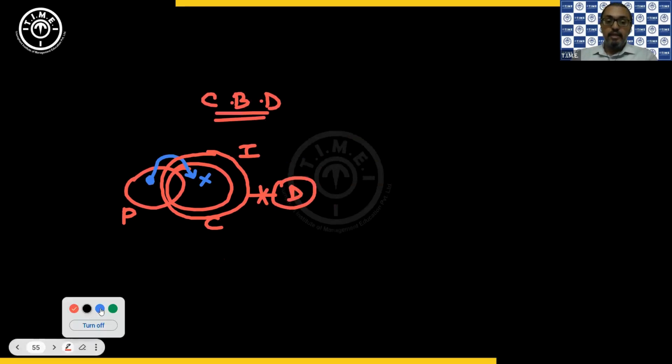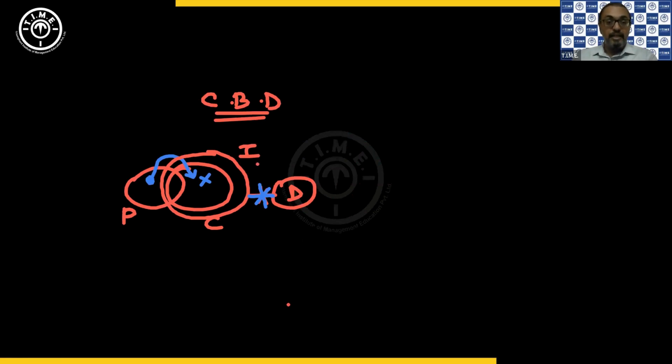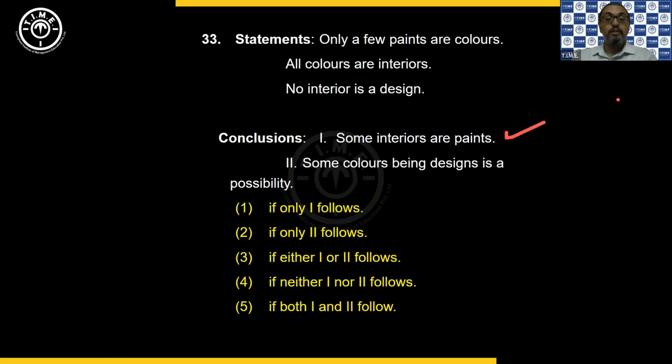See, this is again an indication that you make. For no, you put a line from boundary to boundary with a cross sign, saying that no overlap is allowed between interior and design. Correct? Now let's look into the conclusions. First one is some interiors are paints. Tell me, are interiors and paints overlapping? Yes, they are overlapping. So it's a positive conclusion that satisfies. So directly we say it follows. So 1 follows.